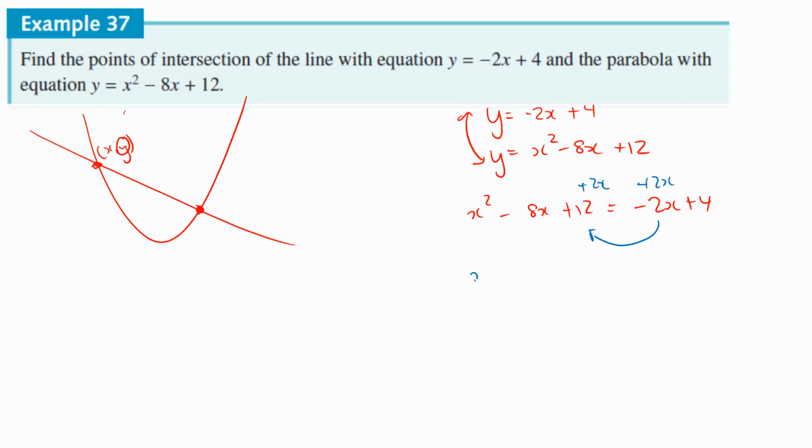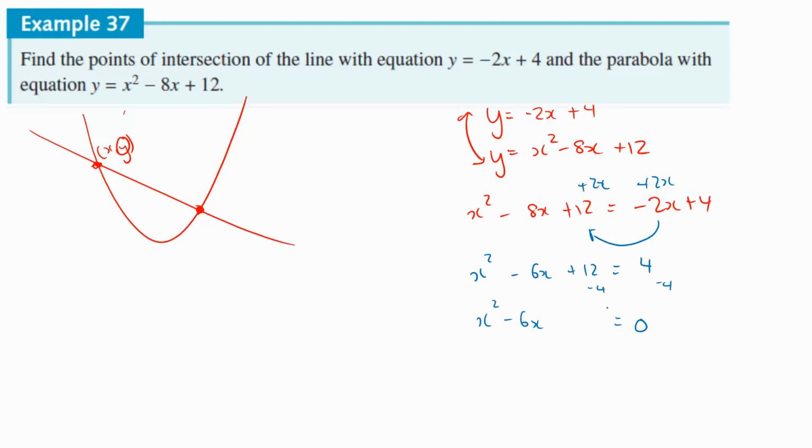That now gives me x squared minus 8x plus 2x, which gives me negative 6x. I've got a plus 12 equals 4. And same thing again, if I want to bring the 4 across, what do I do? Take it away. So I say minus 4, minus 4. And what you get now is 4 minus 4 is 0, and you end up with x squared minus 6x.